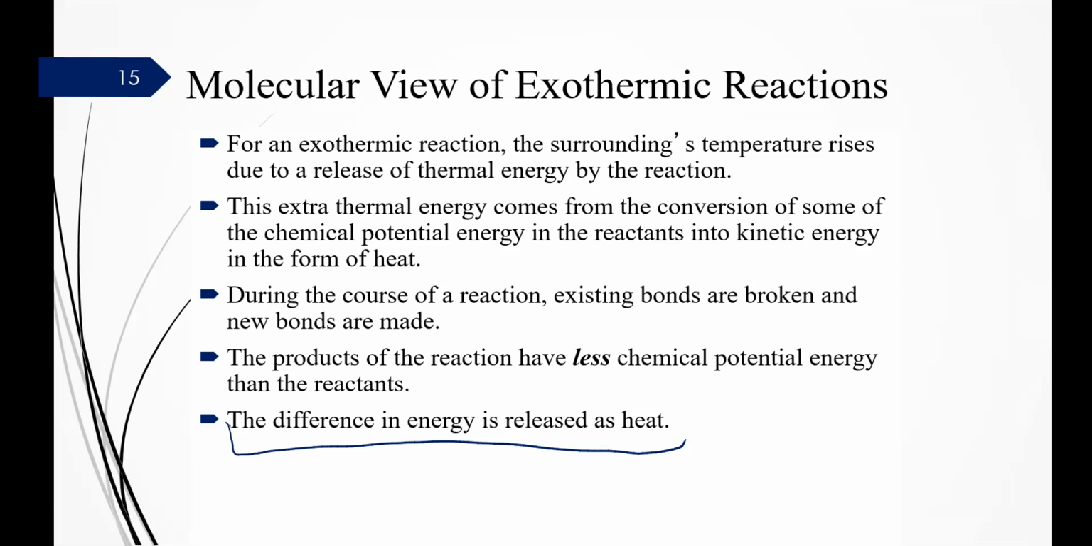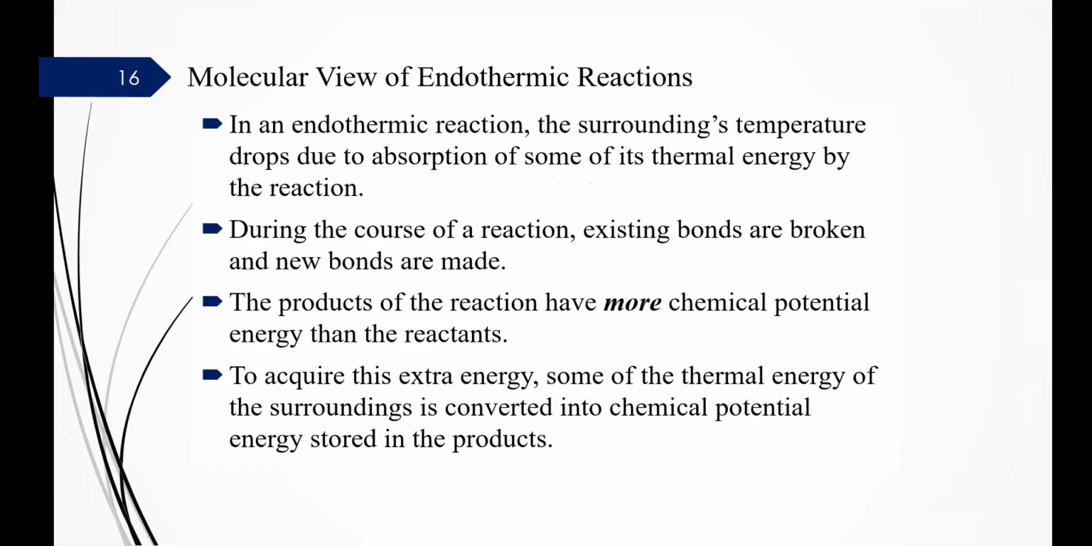And so that's how we make energy with a chemical reaction, is that that energy was actually stored in those bonds. And so now we have to release that heat because we make new bonds and they don't have quite as much energy stored inside. For an endothermic process, that means that the surrounding temperature drops because it's absorption of some of this thermal energy by the reaction. So that means that the reaction's absorbing in some of that thermal energy from the surroundings, and so your surroundings has to drop in terms of its temperature.